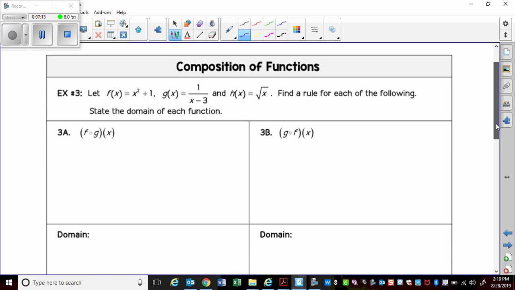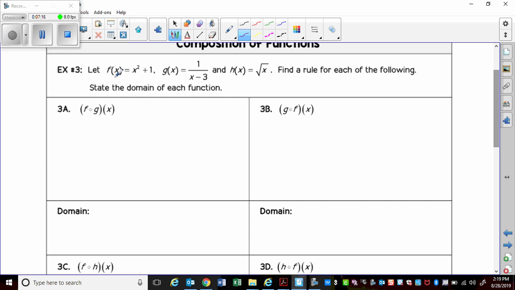So I'm going to go over a composition function with you. F of x is x squared plus 1, and g of x is 1 over x minus 3. H of x is the square root of x. And then say the domain for each function. So this one is asking us for f of g. So this is when we plug the g into the f. So f of g of x equals, I'm going to start with f, which is x squared plus 1. And instead of writing x squared, wherever I see an x, I'm going to substitute in the g. So this is 1 over x minus 3.